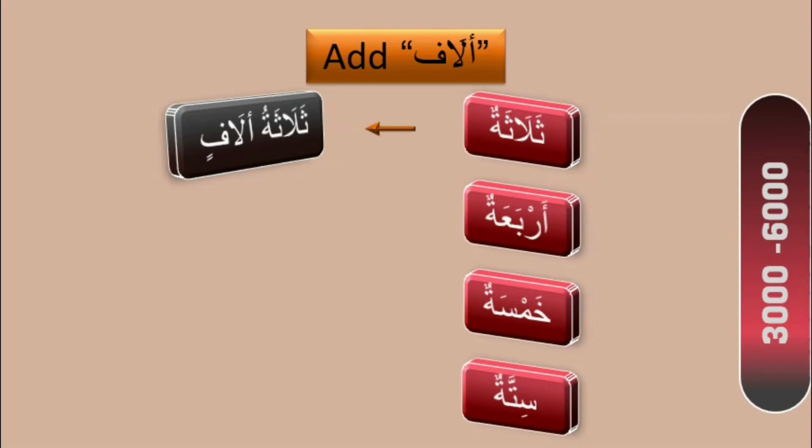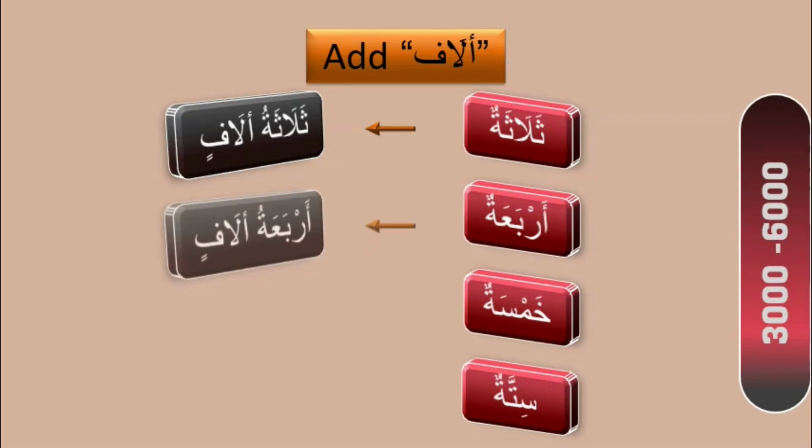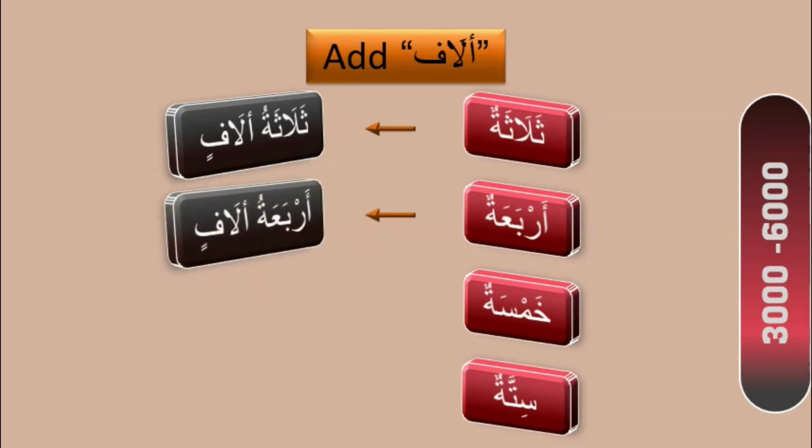Similarly, if we add alaf at the end of arba'atun, we will get arba'atu alafin. Arba'atun 4, arba'atu alafin 4000.